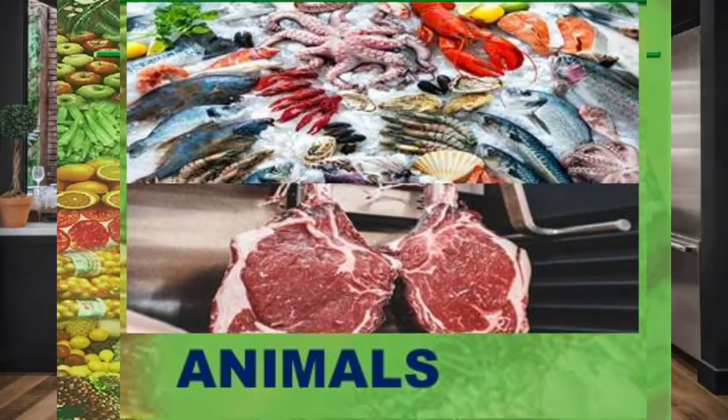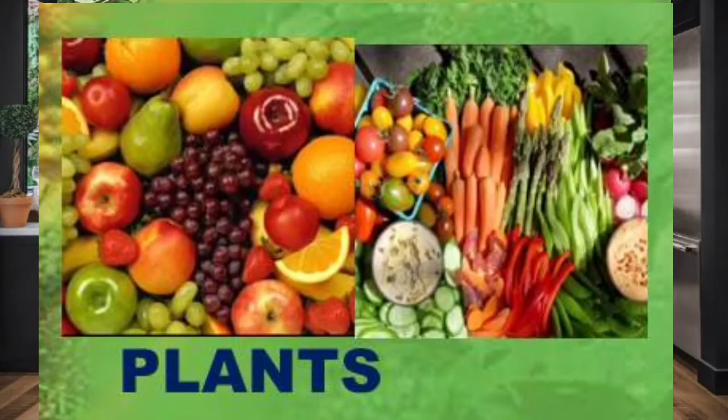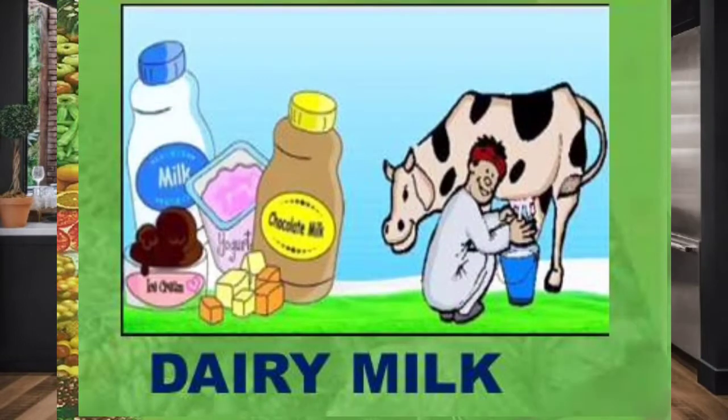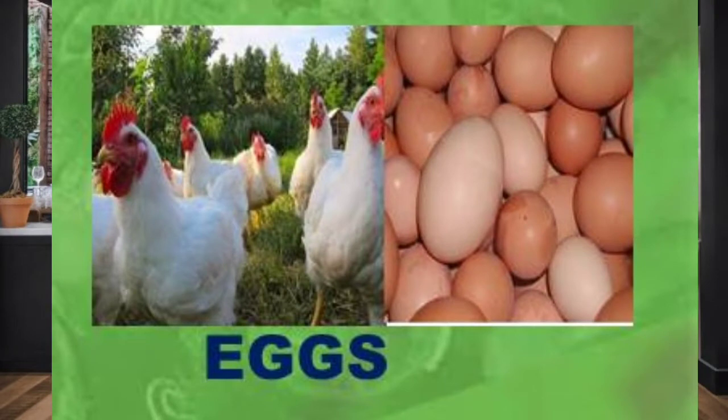Some of the raw materials come from animals, such as meat, seafood, fish, or poultry. Next is plant. Fruits and vegetables are gathered from land. Next is dairy milk. Dairy milk comes from cow. Next is eggs. Eggs come from birds such as ducks and chickens.